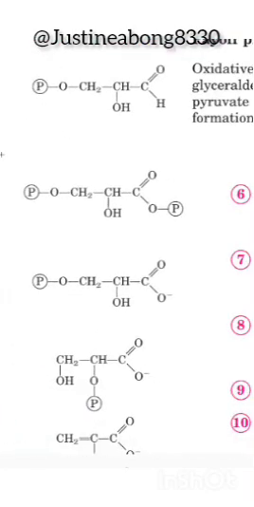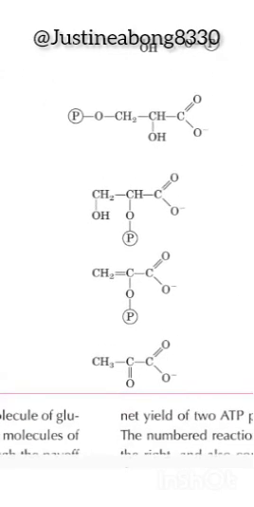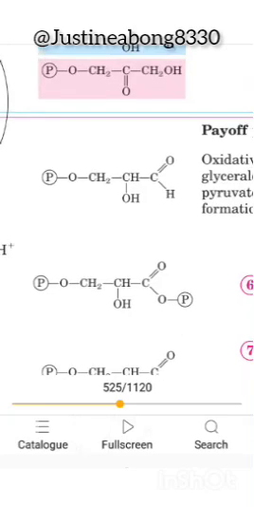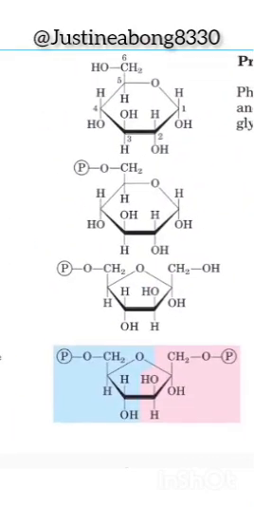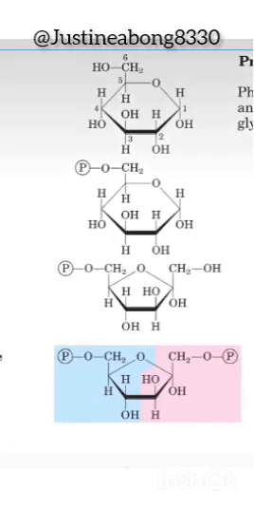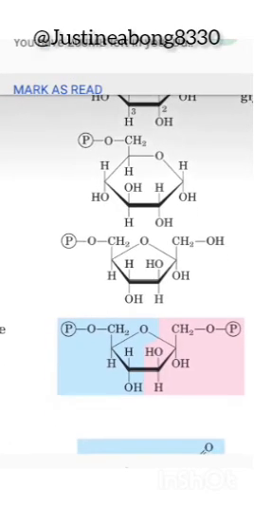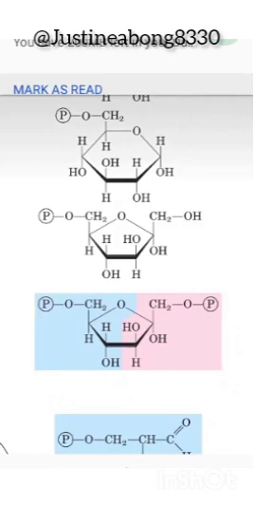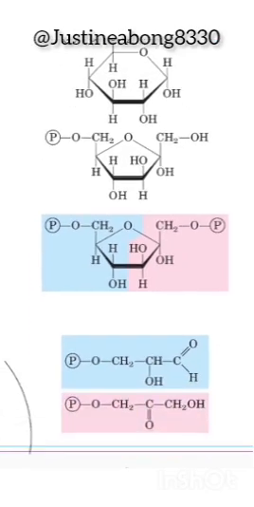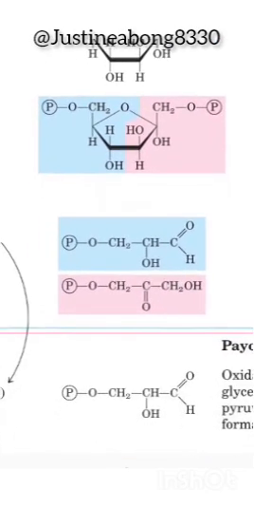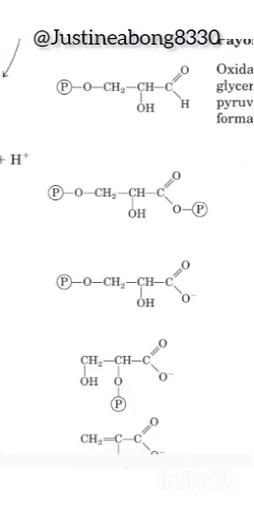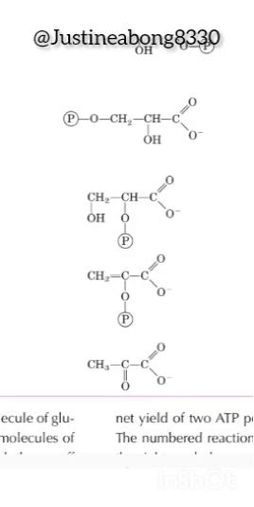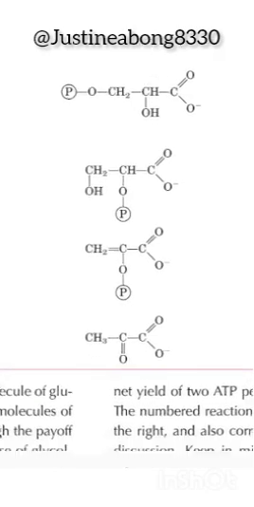All you should know is you just master this structure. Get acquainted with this structure. It's not a tough something. This is the structure of glucose 6-phosphate, fructose 6-phosphate, fructose 1,6-bisphosphate, glyceraldehyde 3-phosphate, dihydroxyacetone phosphate, 1,3-bisphosphoglycerate, 3-phosphoglycerate, 2-phosphoglycerate, phosphoenolpyruvate, and pyruvate.